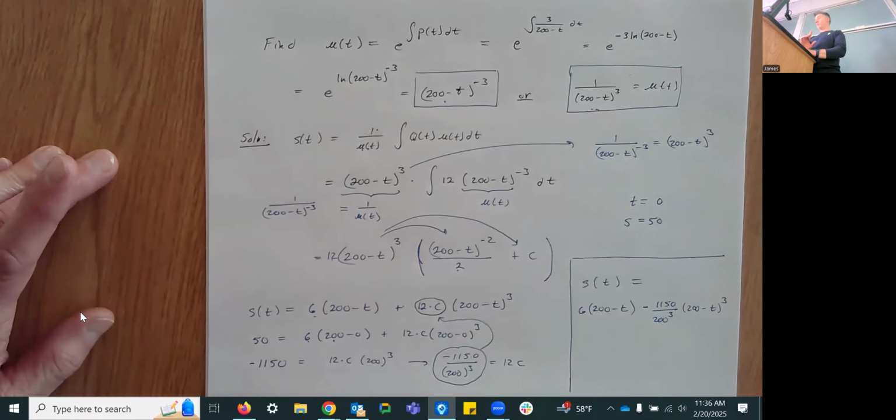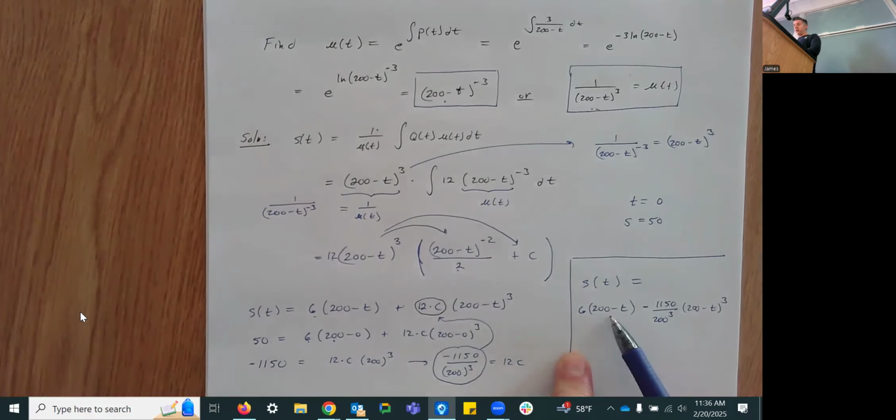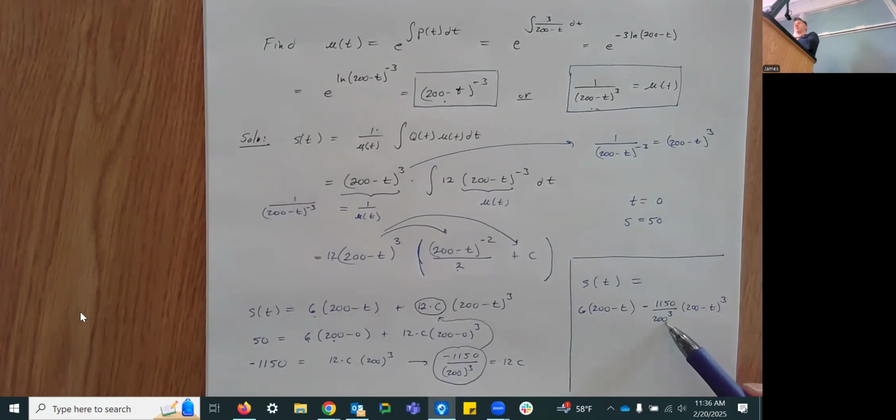One sec. So I'll point out that if we plugged in time equal to 0, we would get a value of S equal to 50. If you plug in 0 for t, you're going to get 6 times 200 minus, I feel like I'm making a small mistake here. Let me double check something here. No, that's right. Yeah, I'm just wrong. I'm just losing my mind. If you plug in 0 for t, you're going to get 200 cubed divided by 200 cubed, which cancels out to 1. And then you're going to get 6 times 200, which is 1200, minus 1150, which is going to give you 50. You have a question, Jennifer?